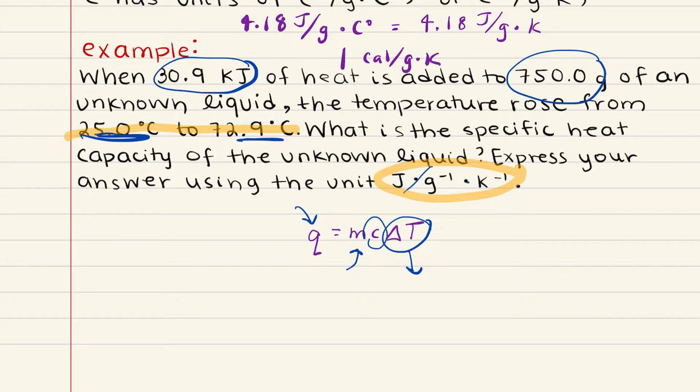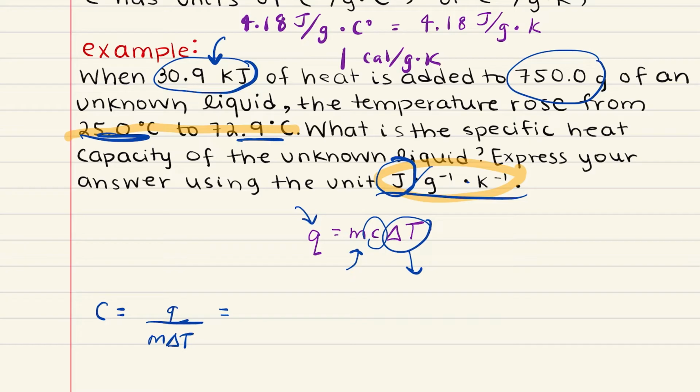So the first thing that we want to do is rearrange this equation to solve for C. When we do that, we get that C is equal to Q over m delta T. Keeping this in mind, and keeping in mind the fact that we want to express our answer using units of joule per gram per Kelvin, let's go ahead and convert our Q, our heat, from kilojoules to joules.